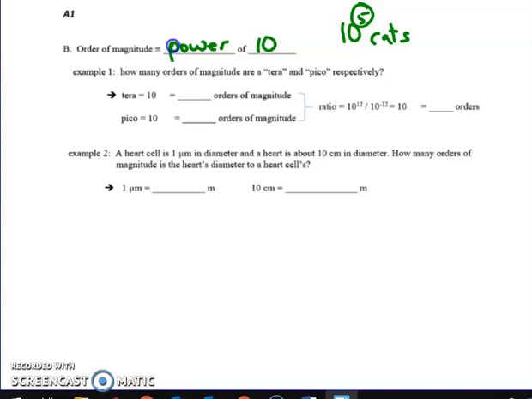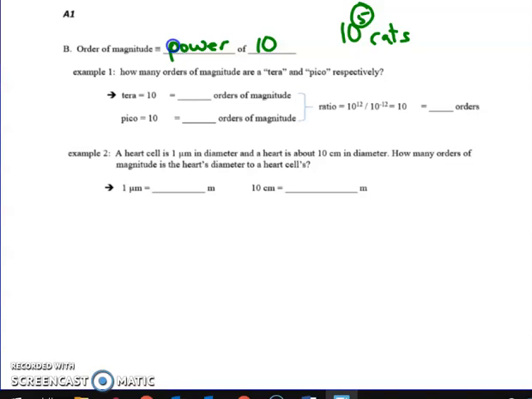So if I say that, let's say the mass of the Earth is 5 orders of magnitude greater than a human, what I'm trying to say is the mass of the Earth is 10 to the 5th times more massive than a typical human, 10 to the 5th being 100,000.